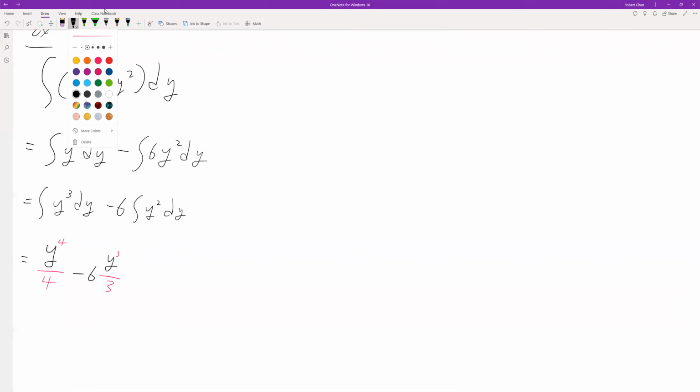And now I can add a c to represent the constants from both integrals. So this is a shortcut that you can use instead of doing what we were doing earlier, having a C1 and C2 from both integrals. We can just add a C at the end to represent the constants from both integrals. Okay, so let's simplify it. y to the fourth over 4 minus 6 over 3, that's a 2. So 2y cubed, and then plus C. And then that's it.